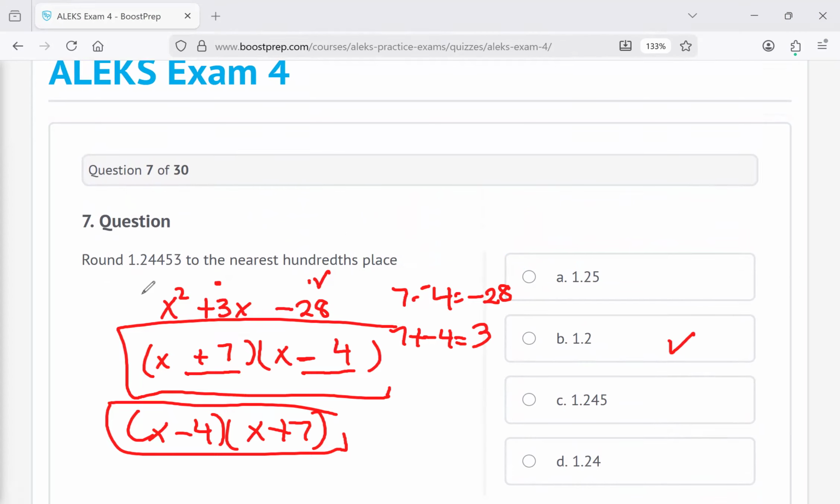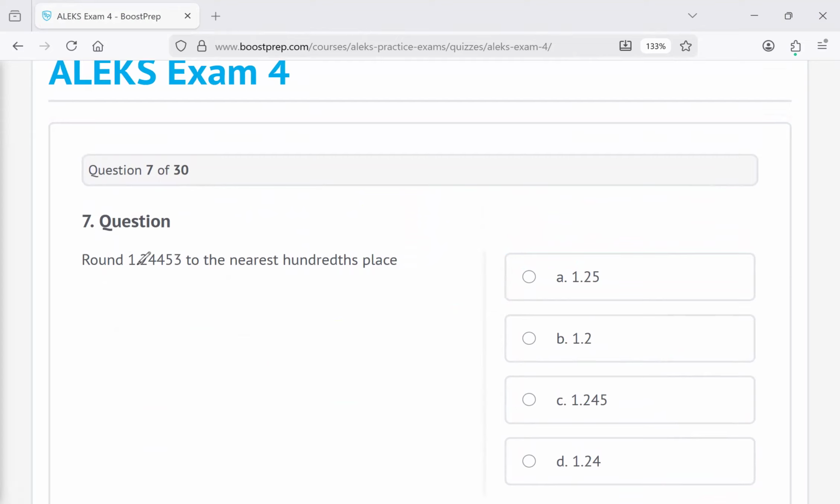Okay. This one says round to the nearest hundredths. So you have to look after the decimal. 2 is the tenths, 4 is the hundredths, right? So this is where you want to look. 4 is the hundredths. This one, I don't know. And then what you do is look at the neighbor. If it's 5 and beyond, you do have to round. But because the neighbor is 4, you don't round. So it's 1.24.